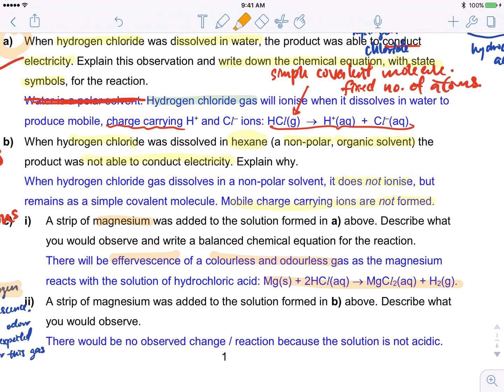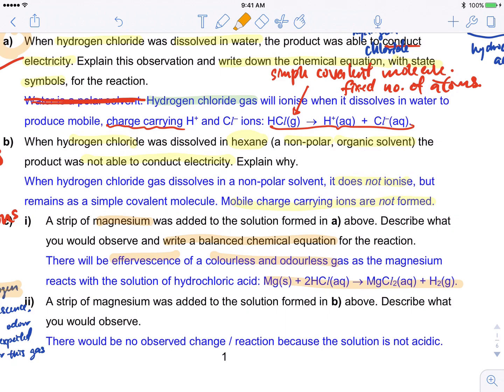So note that in the question they asked you to write a balanced chemical equation. They didn't ask you to write state symbols. So it is okay in this question for you to not have state symbols in your equation. But if you did write your state symbols, it's good as a practice.